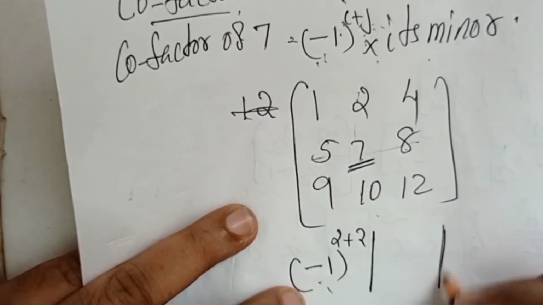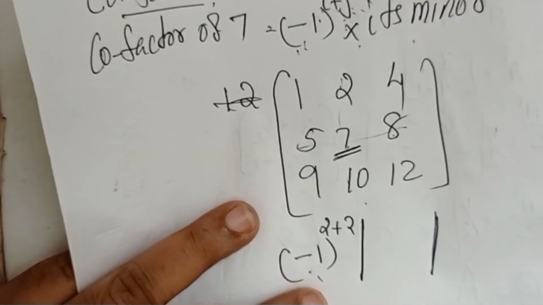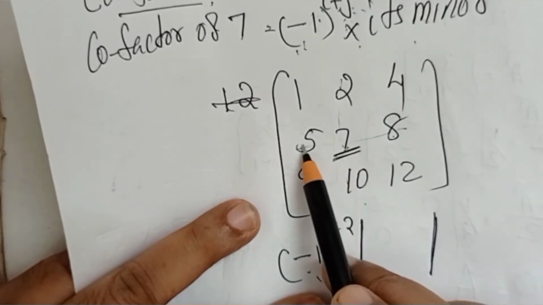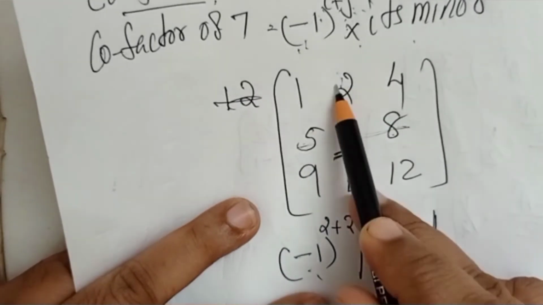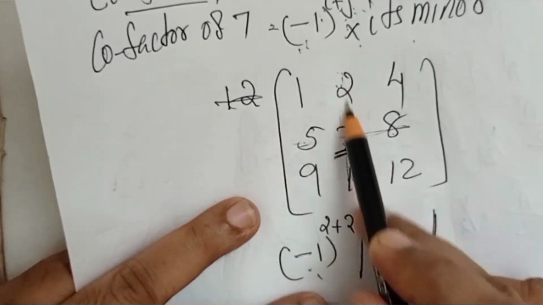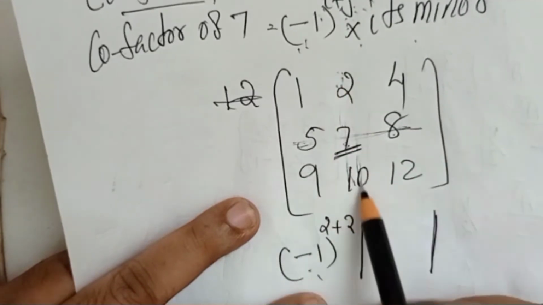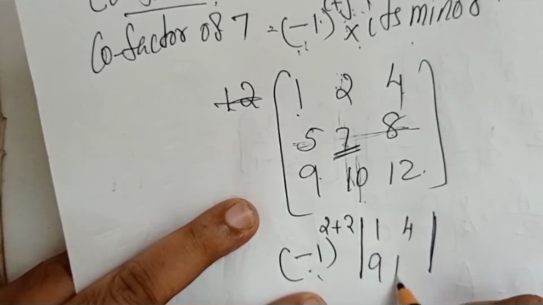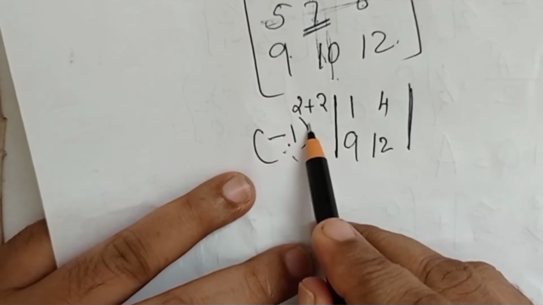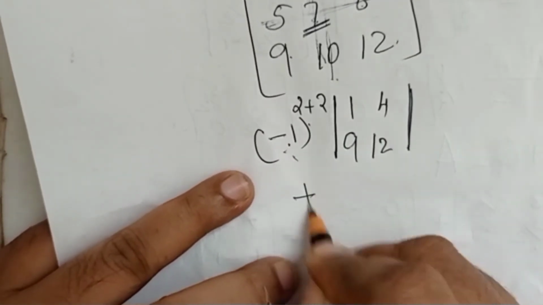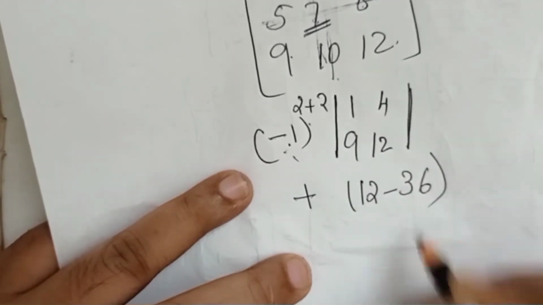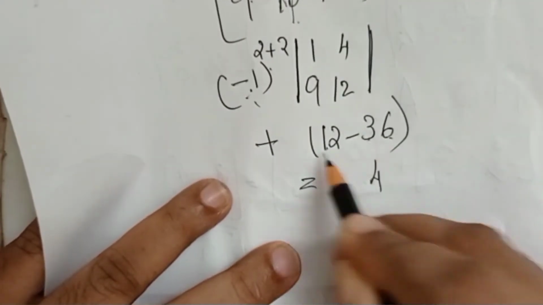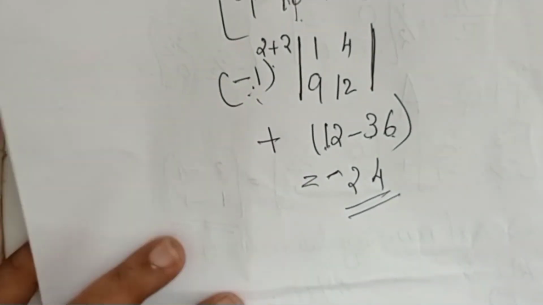What is the meaning of minor? In the determinant also I explained all this, isn't it? Minor means, suppose your aim is to find the minor of this 7, deleting the row and the column in which that particular element occurs. Therefore 5, 7, 8 cancel, 2, 7, 10 cancel. Remaining elements 1, 4, 9, 12. Agree? What is minus 1 raised to 4? It is positive. Positive 12 minus 36. Agree? Minus 24 is the final answer.